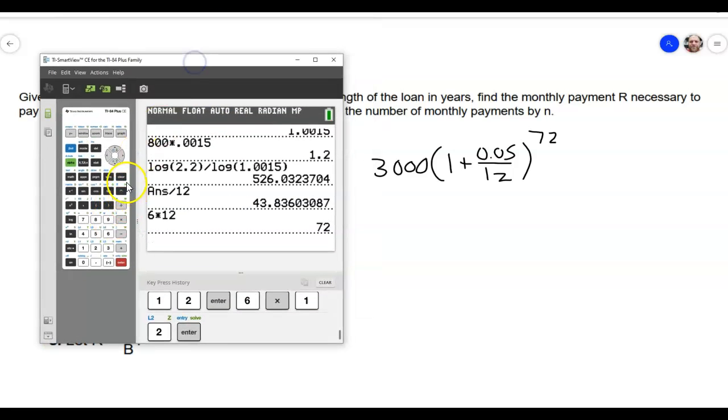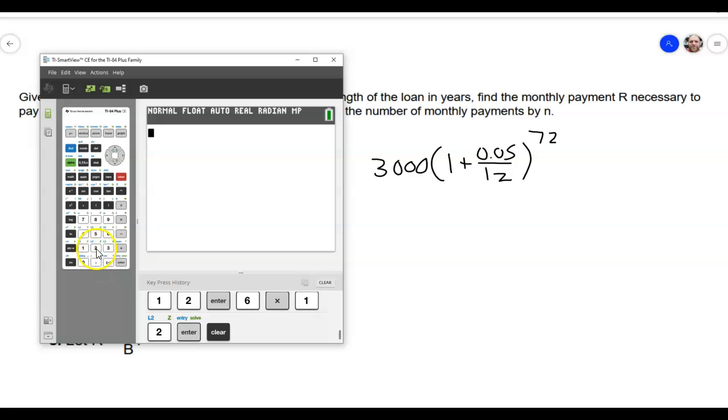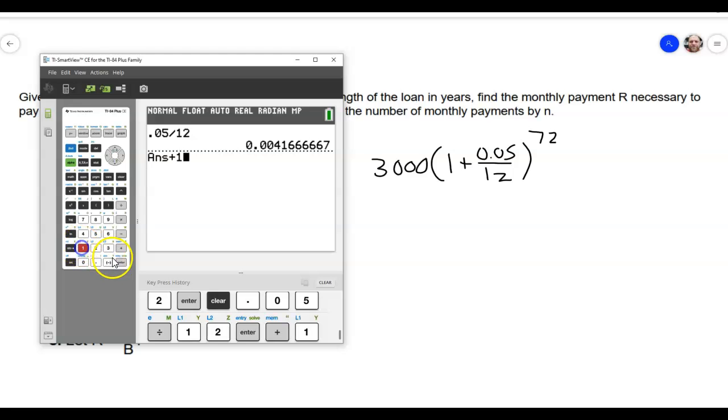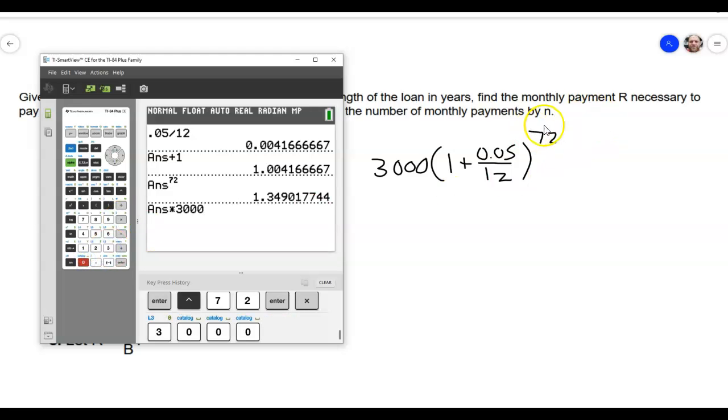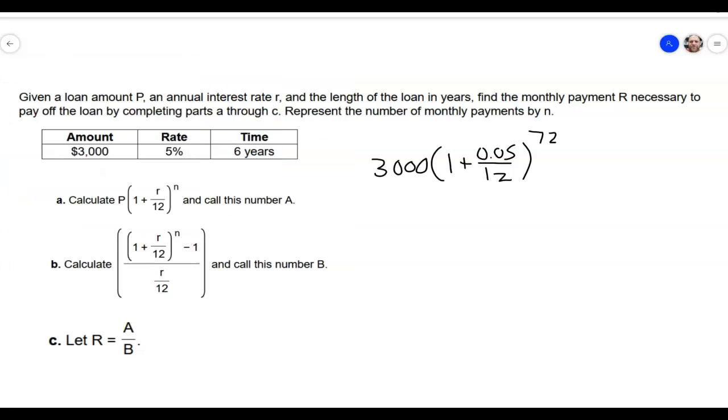And then we need to just figure that out. Let's see how we're going to do that in our calculator. I'm going to start with the inside function. 0.05 divided by 12 is this. I'm going to add 1 to that. Then I'm going to raise that to the 72nd power. And then finally, I'm going to multiply that by 3,000. Remember, we have to do exponents before multiplication due to order of operations. All right, and I get 4047.05. So this is approximately equal to 4047.05.